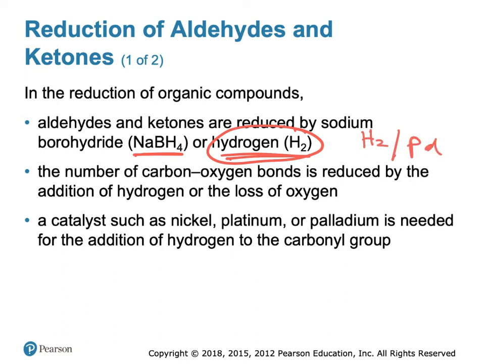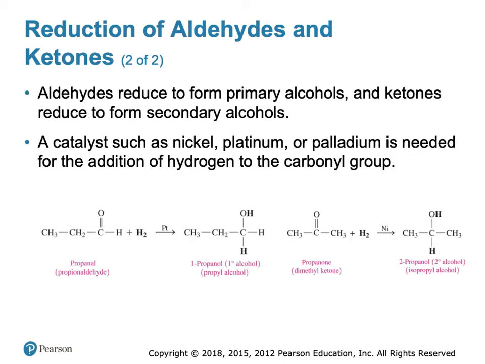Here, the number of carbon-oxygen bonds is reduced by the addition of hydrogen or the loss of oxygen. A catalyst such as nickel, platinum, or palladium is needed for the addition of hydrogen to the carbonyl group. So this is going to be very similar to that alkene to alkane reaction. When an aldehyde is reduced, it will form a primary alcohol. So here is our aldehyde functional group. We are going to add hydrogen in the presence of this metal catalyst, and we will form an alcohol. It's a primary alcohol because your alpha carbon is only bonded to one carbon.